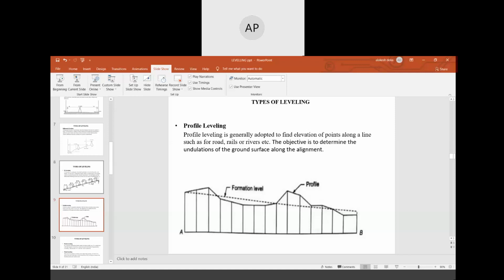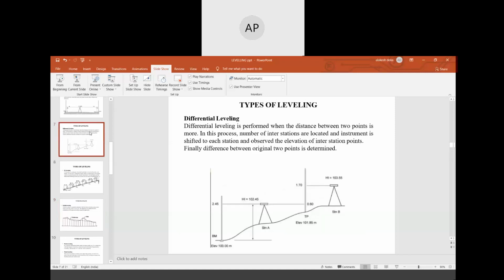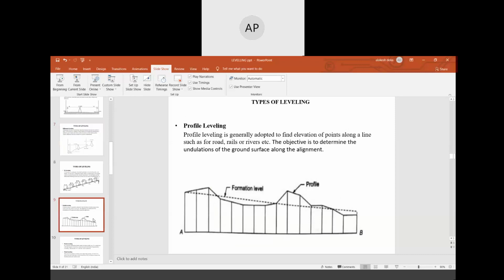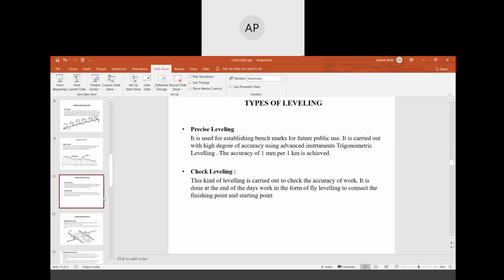There is a basic difference between profile leveling and differential leveling. What is that? In differential leveling, only one foresight is taken for the instrument, but in profile leveling, you may have several foresight readings as per the instrument setup. The foresight is subtracted from the height of instrument to find the elevation of the known points.